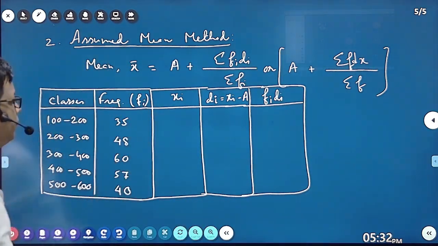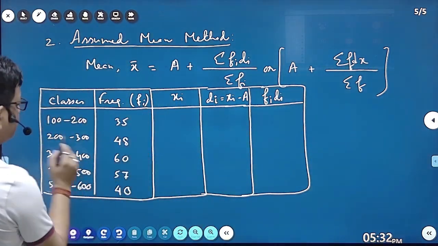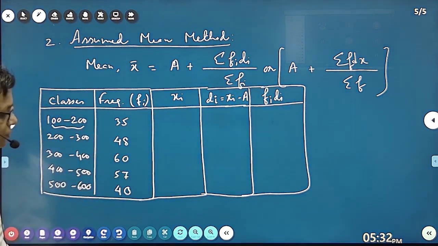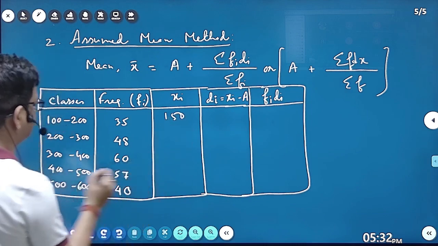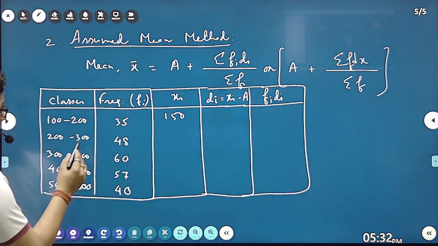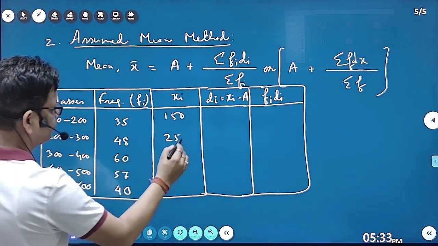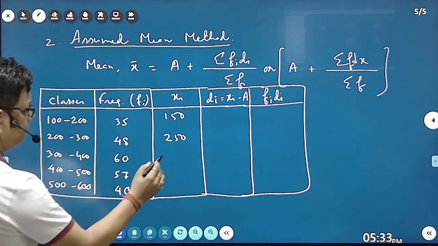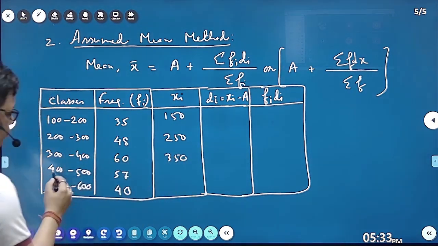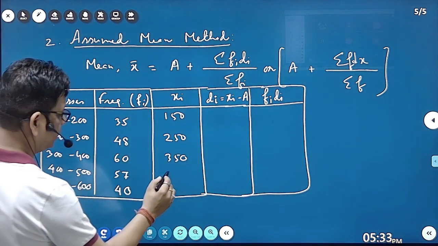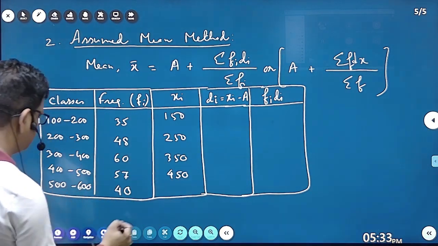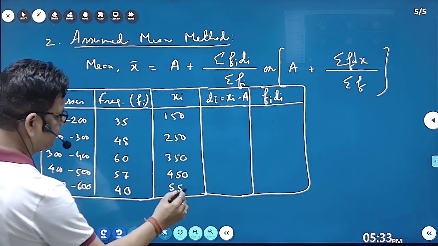Now xi, all of you know the class mark. 100 plus 200 by 2, how much? 150. So this is 150, middlemost value. 200 plus 300 is 500, 500 by 2 is 250. This is 350, right? This is 400 plus 500 is 900, 900 by 2 will be 450. And like this, it is 550, right?